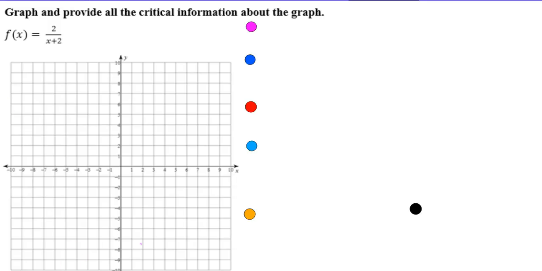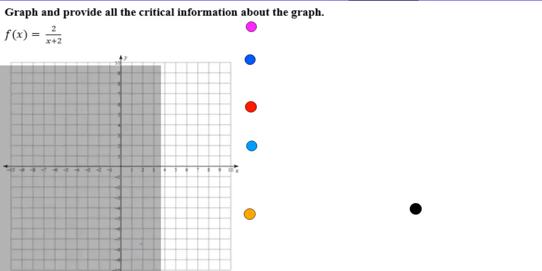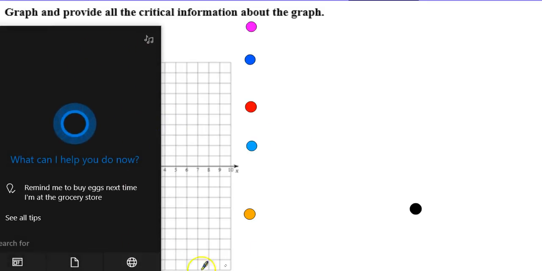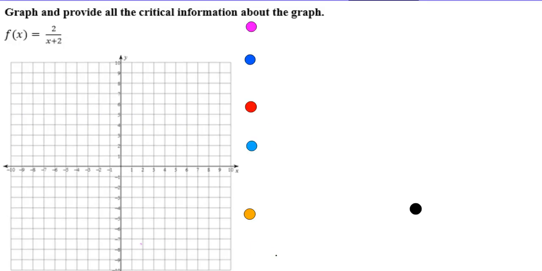So step 1 is to factor completely. So, can I factor my numerator? What am I going to factor out of 2? Nothing. Can I factor my denominator? Have anything in common? No. So in this case, it's not needed. When it's not needed, that means there are no holes. Well, actually, if it's not needed, then we can't simplify it. And if we can't simplify it, then there's no holes.